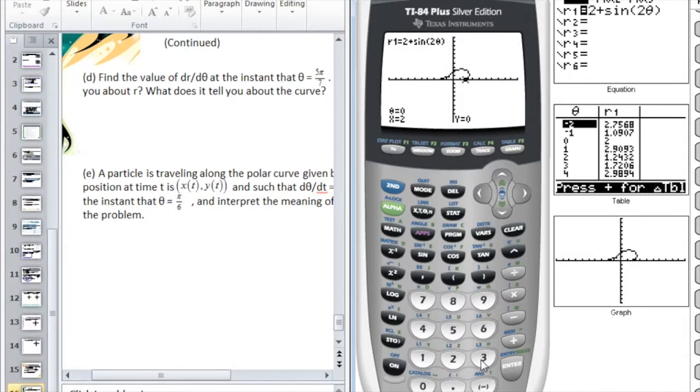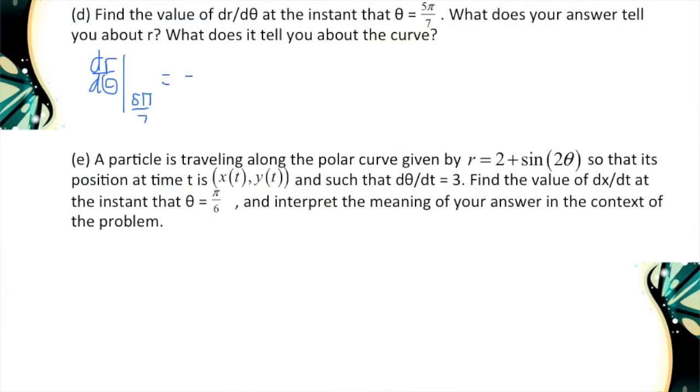All right, now I would suggest that you put the numerator in parentheses. It really shouldn't matter, but for me, sometimes it has. So just to be on the safe side, put the numerator in parentheses, divided by 7, and that's going to give us our derivative value. Negative 0.44504. Now it says, what does your answer tell you about r?